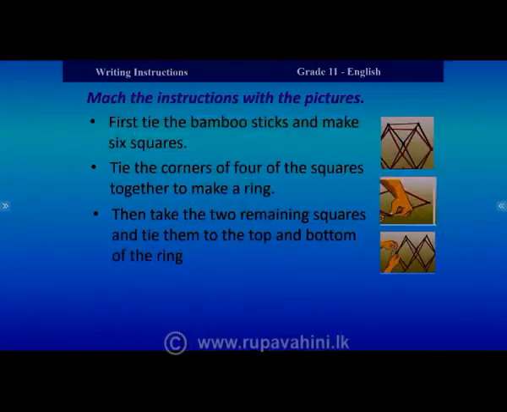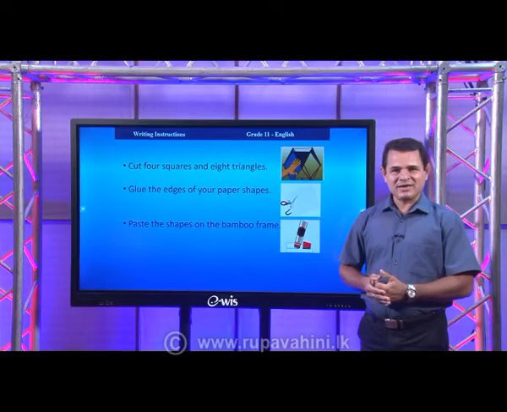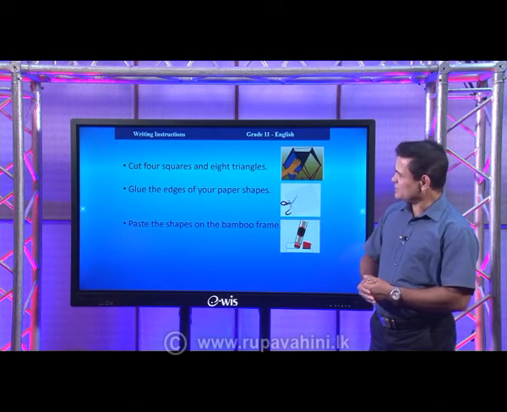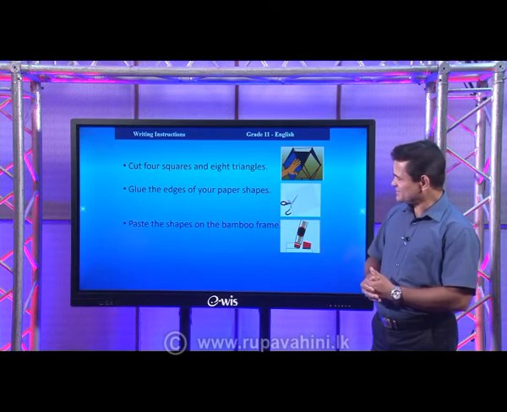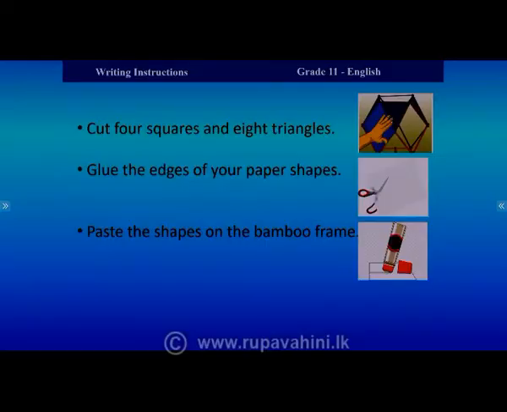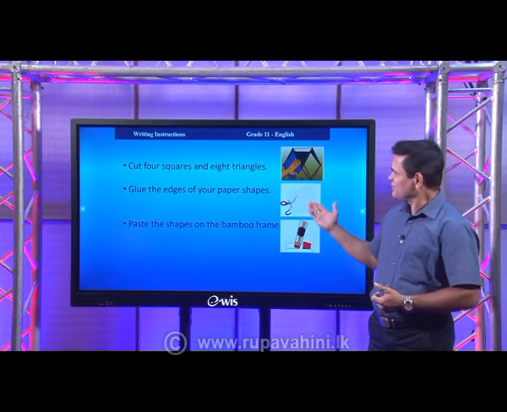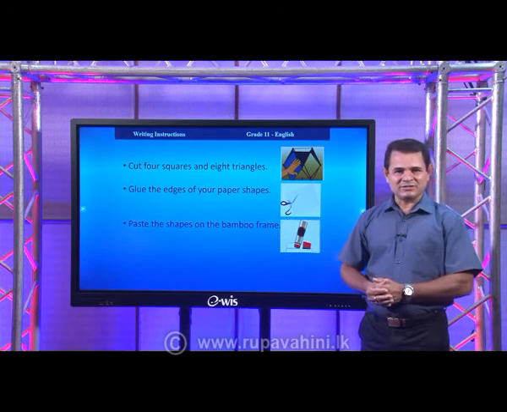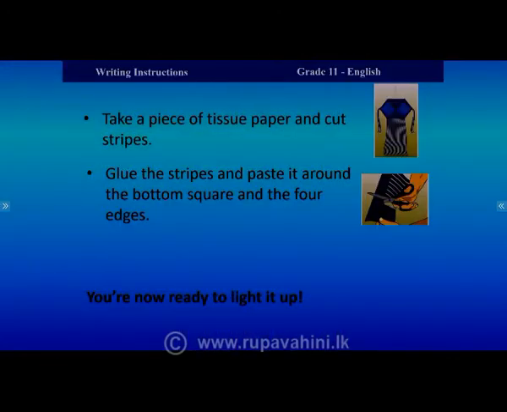So there are 3 steps here and there are some more steps. Cut 4 squares and 8 triangles with the color papers that you have. Glue the edges of your paper shapes. Glue the edges and just have a look at the picture and paste the shapes on the bamboo frame. Hope you can understand the instructions and which picture is going with that instruction. Can you match them now? Yes, try. And there are 2 more steps to be done, right?